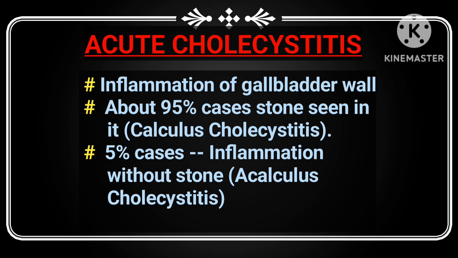Acute cholecystitis means inflammation of the gallbladder wall or inflammation of the gallbladder. In 95% of cases, it is associated with gallstones, where it is called calculous cholecystitis. In the remaining 5% of cases, that is in rare cases, it occurs without gallstones, where it is called acalculous cholecystitis.